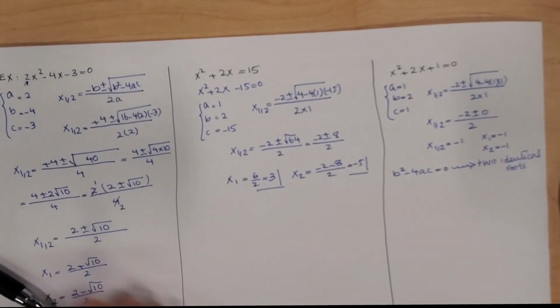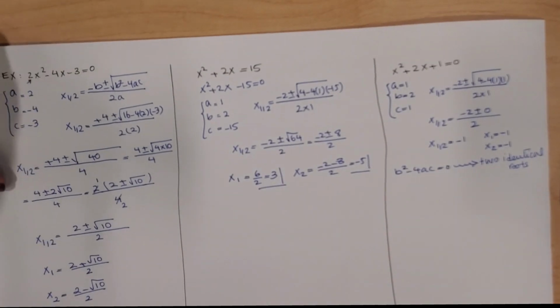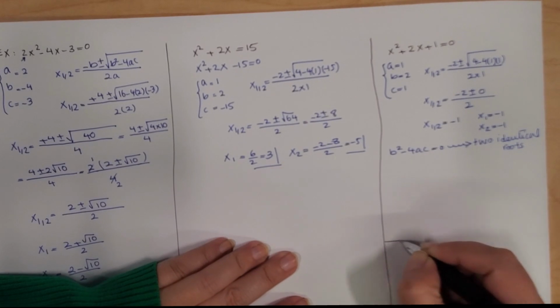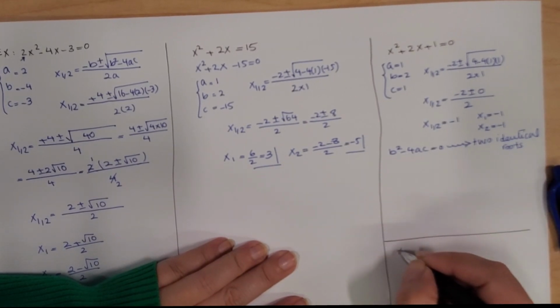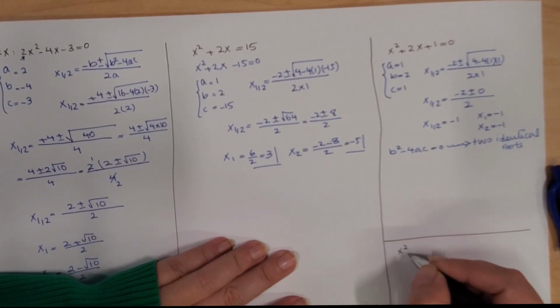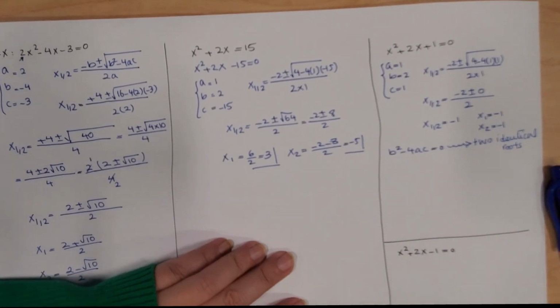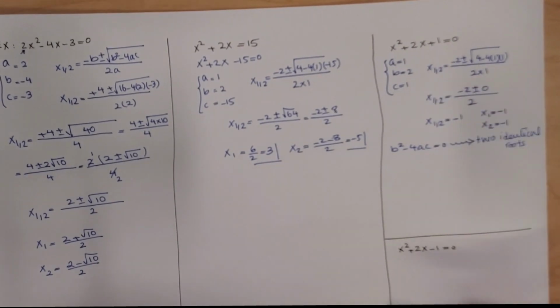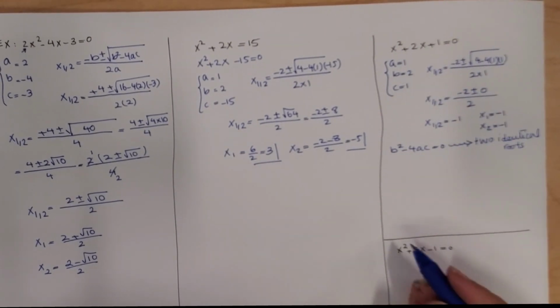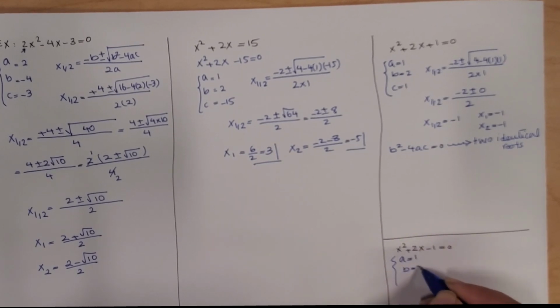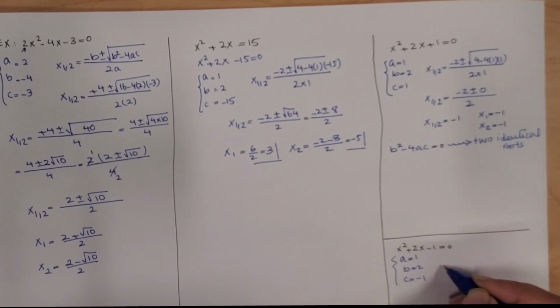All right, so let's do one more. For the next one, I'll go x squared plus 2x minus 1 equal to 0. It's very similar to this one. The only difference is that the c is -1. So a is equal to 1, b is 2, c is -1.